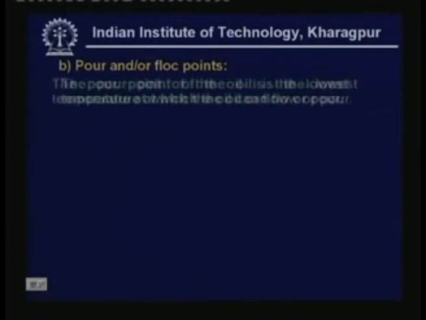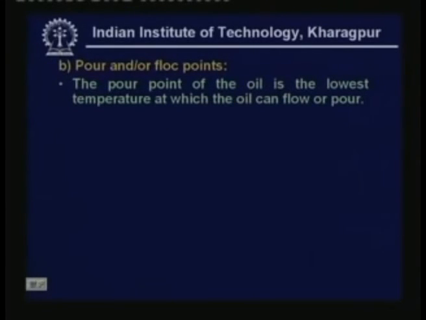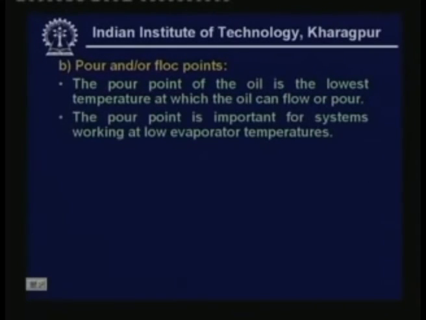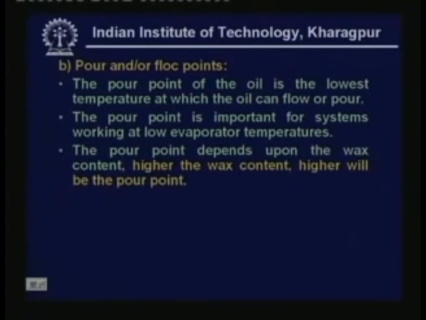And then next let us look at pour or floc points. The pour point of the oil is the lowest temperature at which the oil can flow or pour. And this fact is very important in systems working at low evaporator temperatures. What happens at low evaporator temperatures? If the oil has a high pour point, then when the temperature is low, it will stop flowing. That means it may become a solid or it may congeal. If this happens, then the system starts malfunctioning.